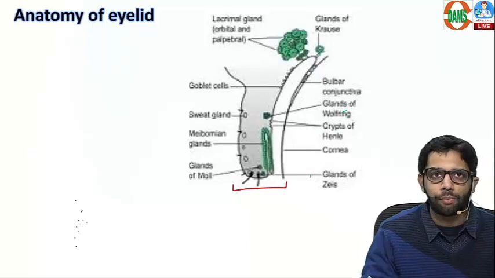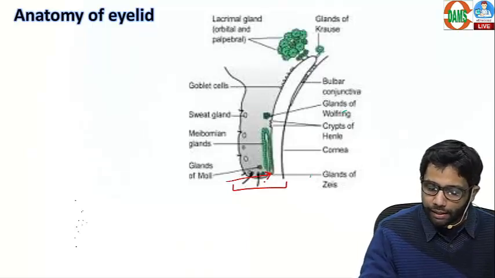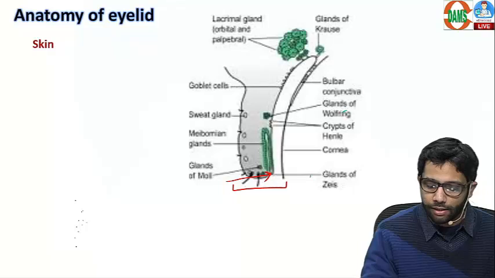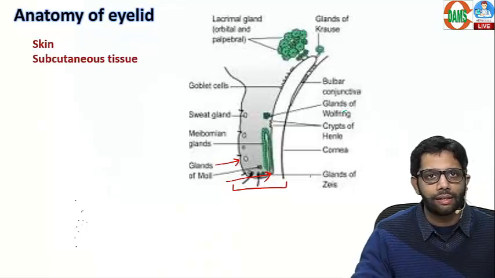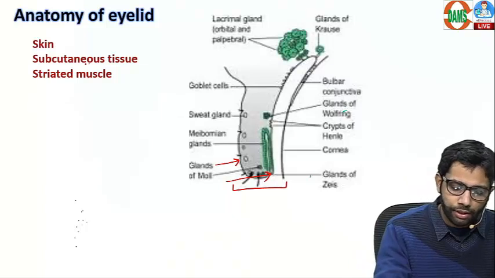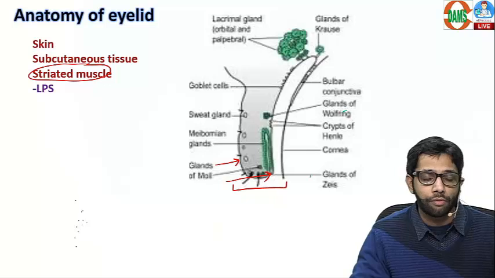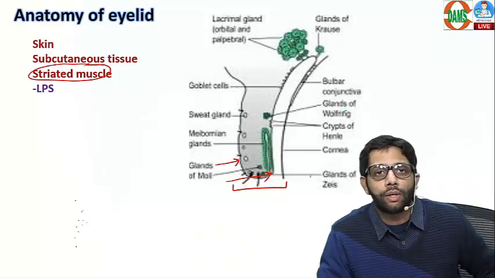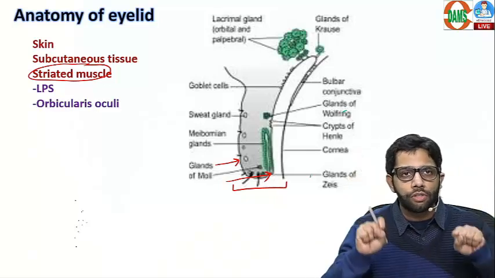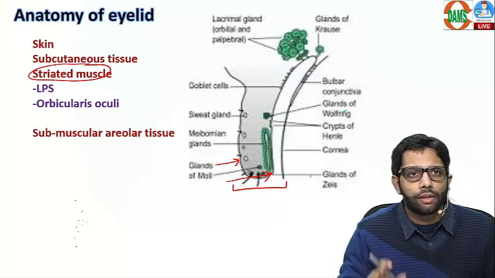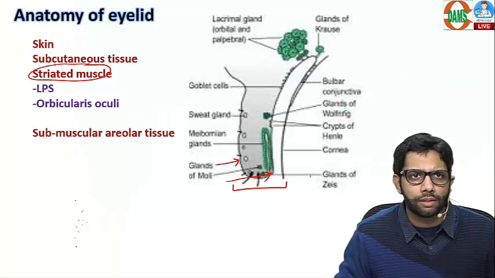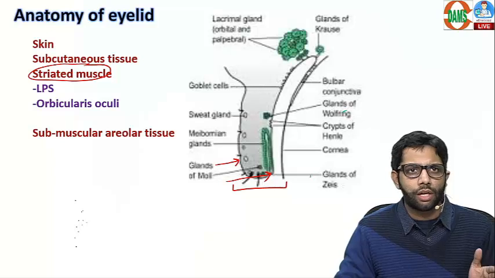If we go anatomy of the upper eyelid and go from the anterior to posterior, what we find is the first layer of the eyelid is the skin, then subcutaneous tissue. Then we have the striated muscle. They have two striated muscles. One is the LPS, which we'll talk about, which elevates the eyelid, and the second one is the orbicularis oculi, which closes the eyelid. Then under the striated muscle there is nerves and arteries present, which is the areolar tissue layer.